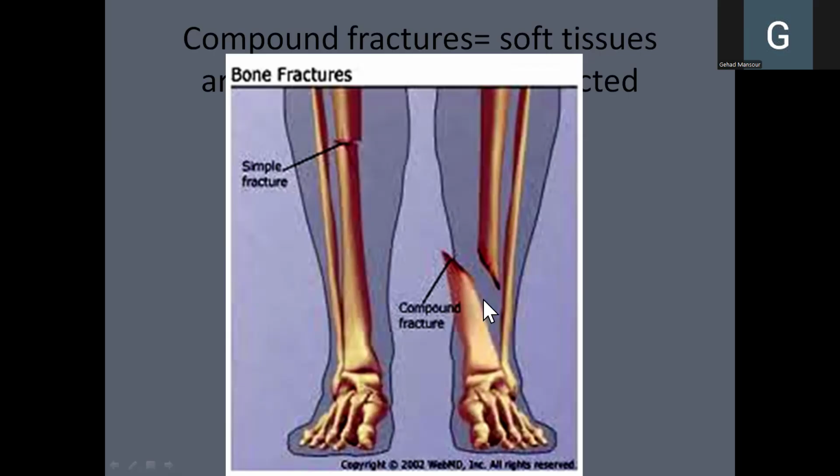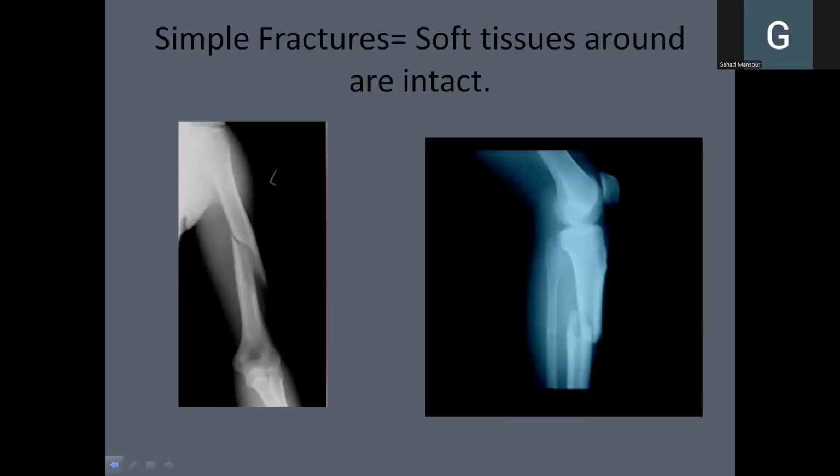Of course, in case of a compound fracture, the management will be much more complicated than in the case of a simple fracture. So this first diagram showed us the difference between the two.